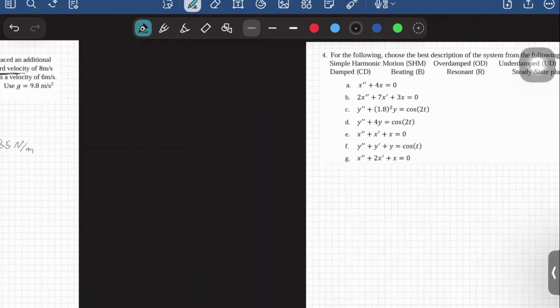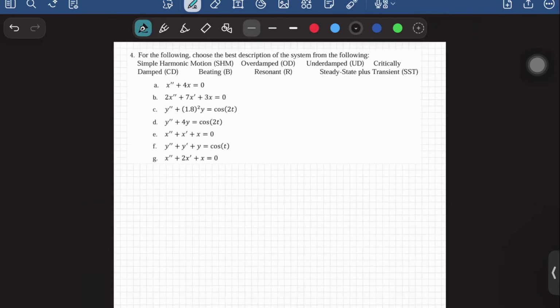Okay. And this is the last question that's given to us, right? It basically asks us to choose the best description of each system, like is it simple harmonic motion, is it overdamped, underdamped, critically damped, beating, resonant, or steady state pulse transient, right?